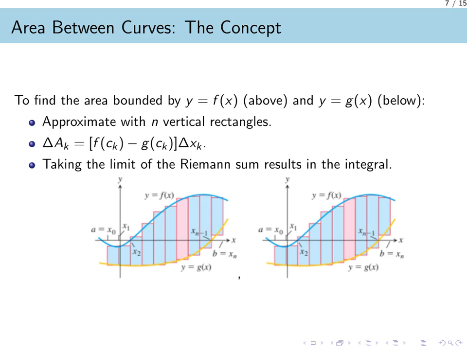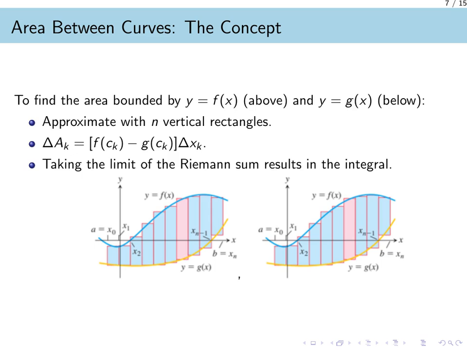The core strategy is one we have seen before. We will approximate the area using simple shapes we understand, in this case, a series of thin vertical rectangles. Imagine we have an upper curve, y equals f of x, and a lower curve, y equals g of x. We can slice the region between them into many narrow strips, and each strip can be approximated by a rectangle.